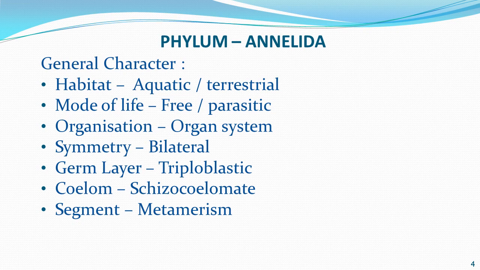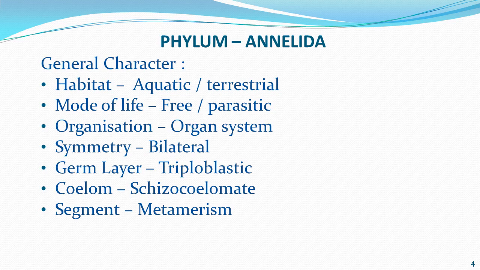The first phylum is phylum Annelida. First of all, we can look into some general characters of this phylum, and then move to some specific features. The first one is habitat, the place where it lives. Phylum Annelida is aquatic as well as terrestrial, so it lives in both. Then mode of life: it is either free life or parasitic life. Do you understand the difference between these two?